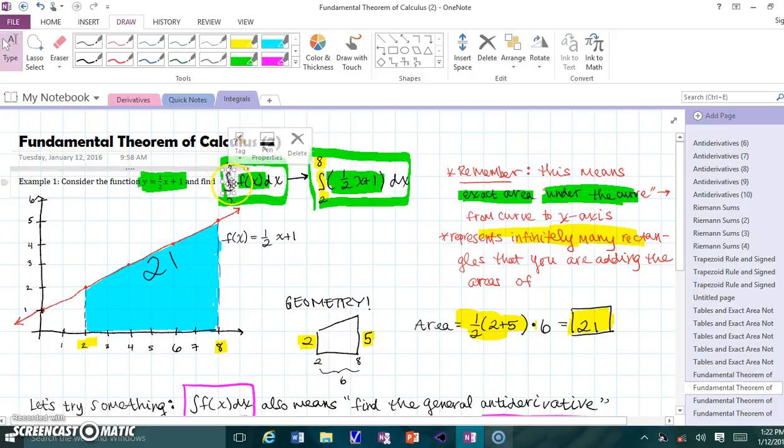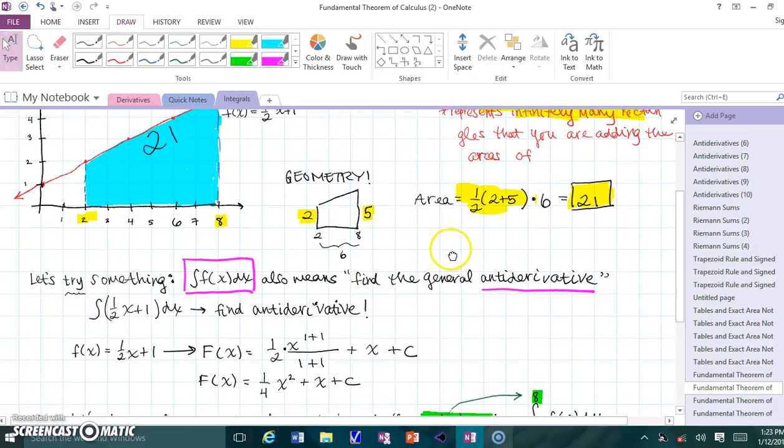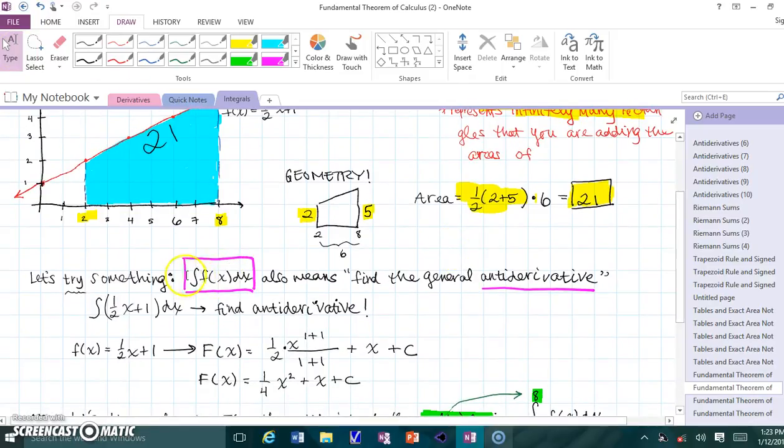Notice that right here, I had an integral, and I was specifying from 2 to 8. We're going to talk about this more later. It's a definite integral from 2 to 8. I gave you lower and upper limits. Let's forget about the 2 to 8, and let's just rewrite it like this. So no lower and upper limits.